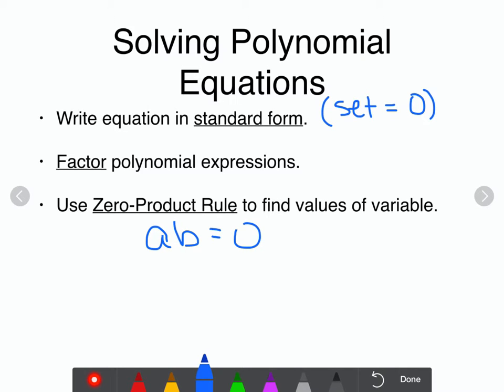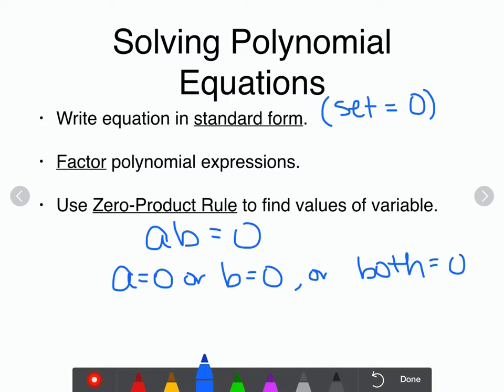and it's set equal to 0, think about what that means. Think about multiplication with 0. Either that first value is equal to 0, or the second value is equal to 0, or both of them are equal to 0. So the zero product rule gives us a way to find the value of the variable by setting each of our factors equal to 0 and then solving those resulting mini equations.